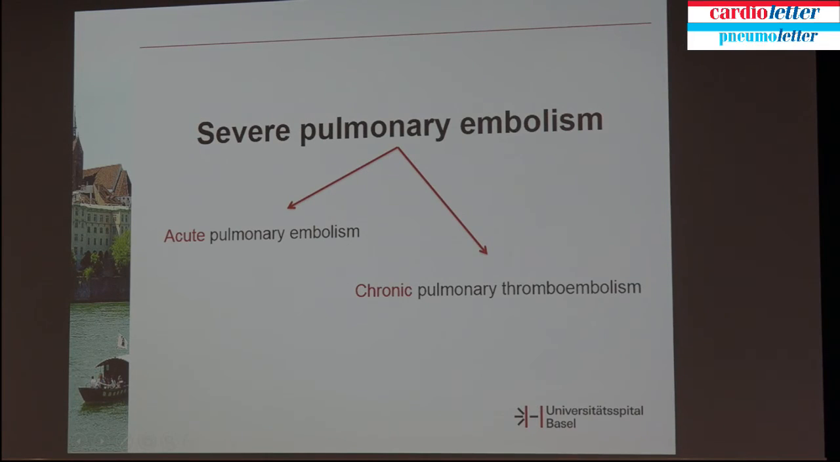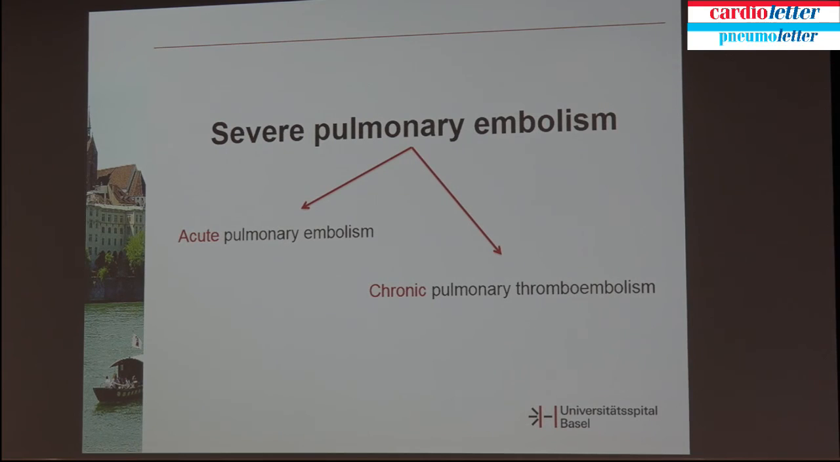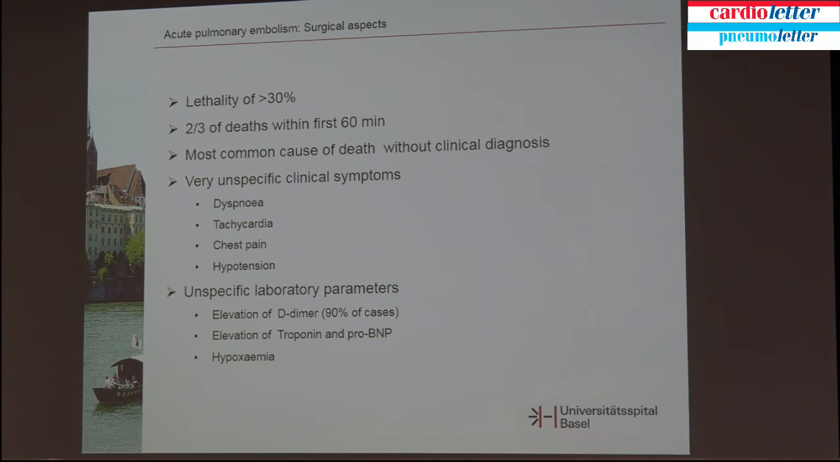Well, if we are talking about severe pulmonary embolism and the surgical setting, then we need to divide between the acute pulmonary embolism and the chronic pulmonary thromboembolism. I would like to start with the acute setting. The acute pulmonary embolism has a mortality of about 30%. Two thirds of the deaths are within the first minutes, and it is the most common cause of death without any clinical diagnosis.